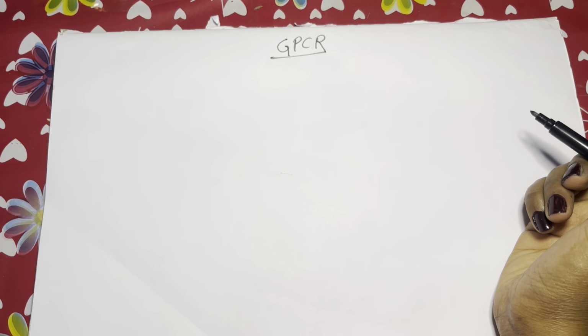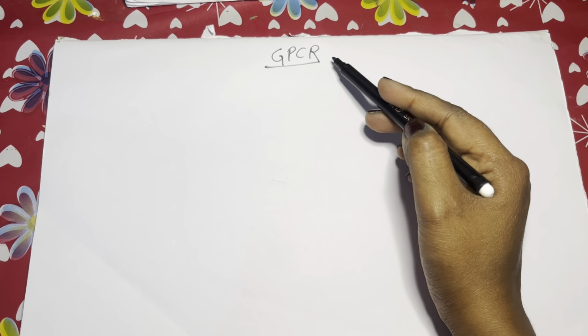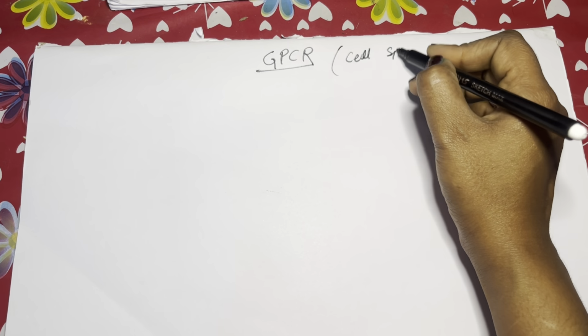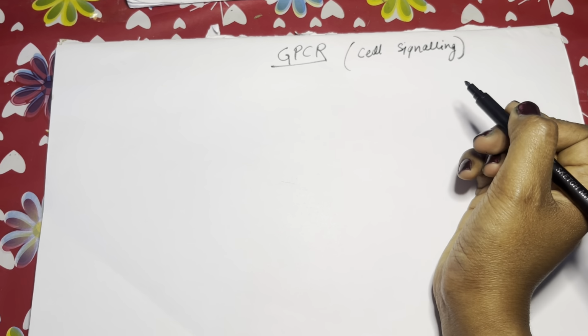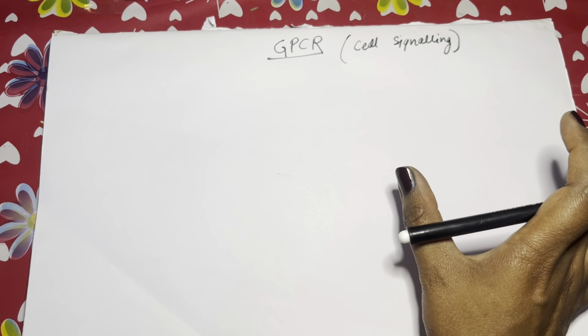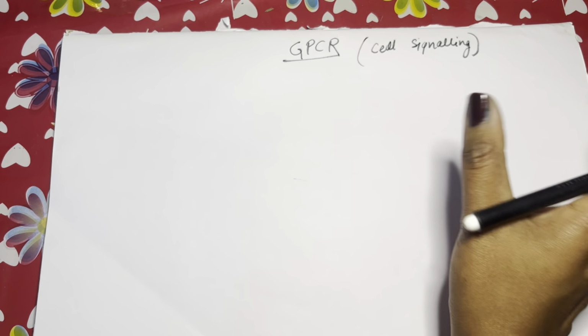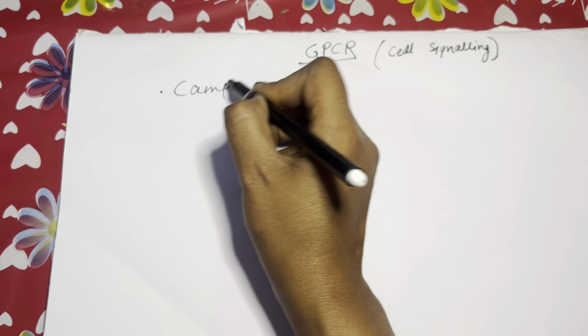The first topic that we will start for this revision series is your GPCR, and this particular topic is from your unit cell signaling, and this is one of the most important topics from the cell signaling unit. So we'll not discuss everything about GPCR. I hope you already know. We'll just see the most important pathway of GPCR, which is your cAMP pathway.